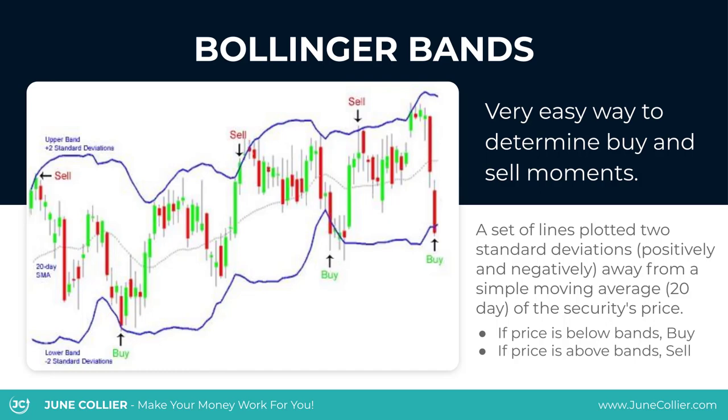Bollinger Bands. Finally, one of my favorite technical analysis tools is the Bollinger Bands. They provide a very easy way to determine buy and sell moments. Bollinger Bands is a technical analysis tool defined by a set of trend lines plotting two standard deviations, one positive and another negative, away from a simple moving average of a stock's price. This tool generates oversold and overbought signals.